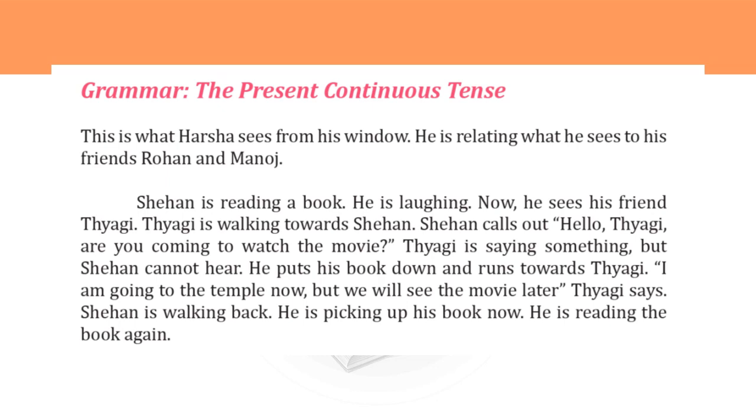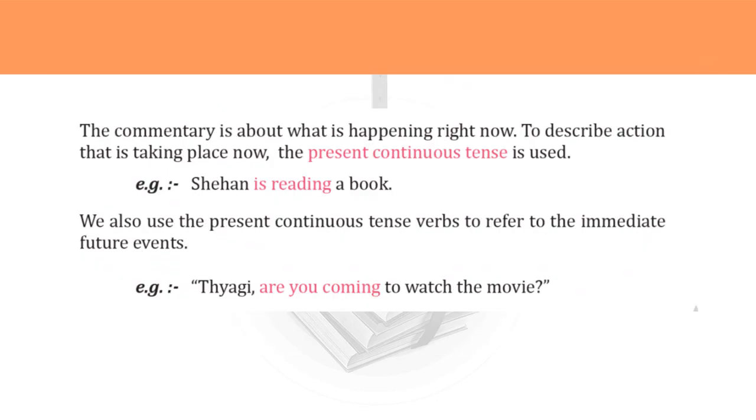Here you can see the present continuous form in this paragraph. The commentary is about what is happening right now. To describe action that is taking place now, the present continuous tense is used. அதாவது இப்ப நடந்து கொண்டிருக்கிற விஷயத்தை நீங்க இன்னொரு ஆளுக்கு சொல்ல போறீங்கன்னா, அதை நீங்க என்ன டென்ஸ்ல யூஸ் பண்ணுவீங்க? Present continuous tense. For example, Shehan is reading a book.